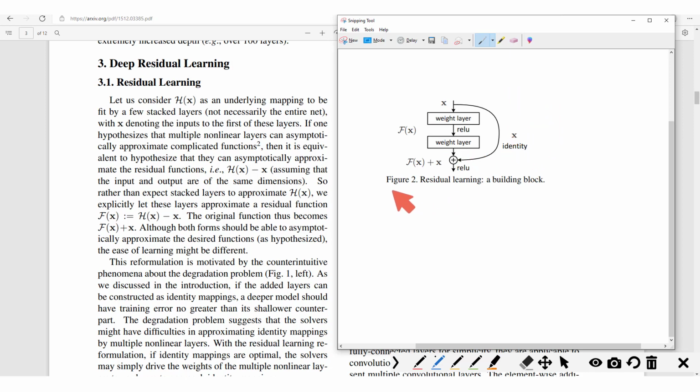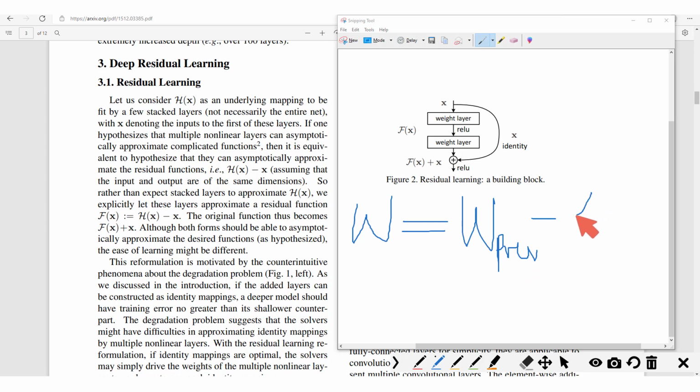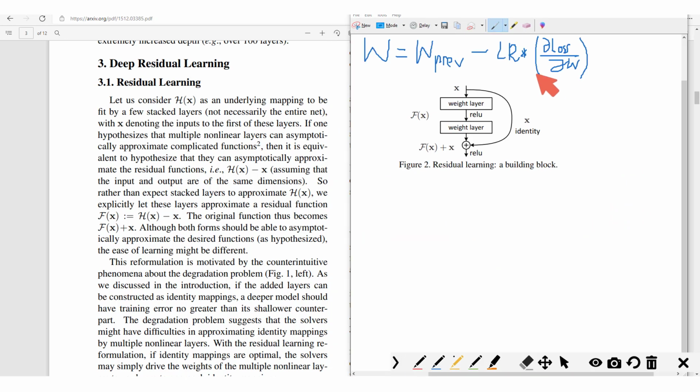So let's explain what it means for gradients to be vanishing. Recall that in the gradient descent process, we have a weight, and the way this weight is updated is such that we take its previous value, minus the learning rate, let's call it LR, generally denoted alpha, times the partial derivative of the loss with respect to that given weight.